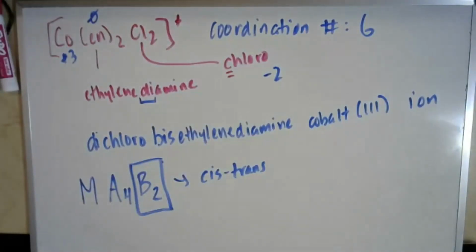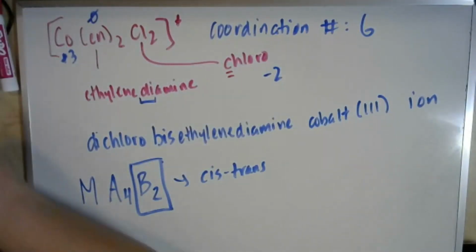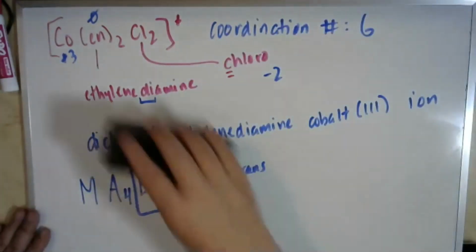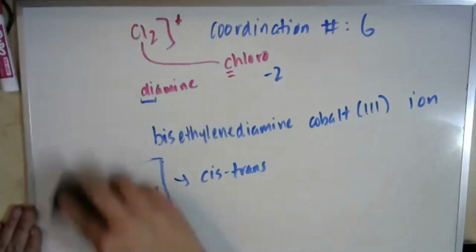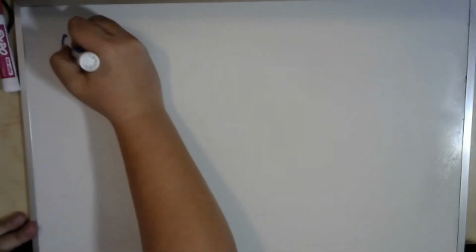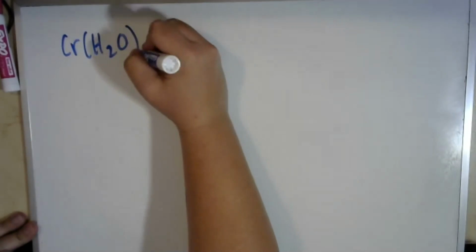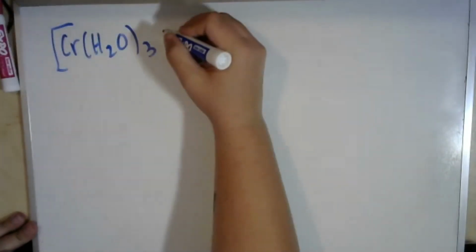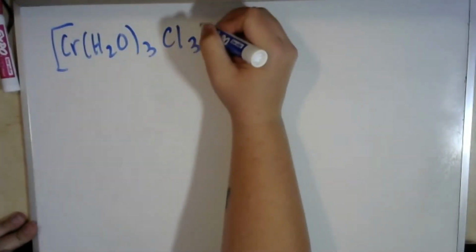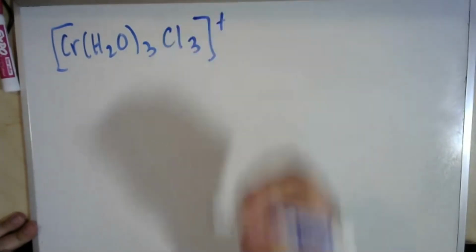Hopefully that makes sense. The second example, what was it? Okay. The second example that they give us is [Cr(H2O)3Cl3]+.